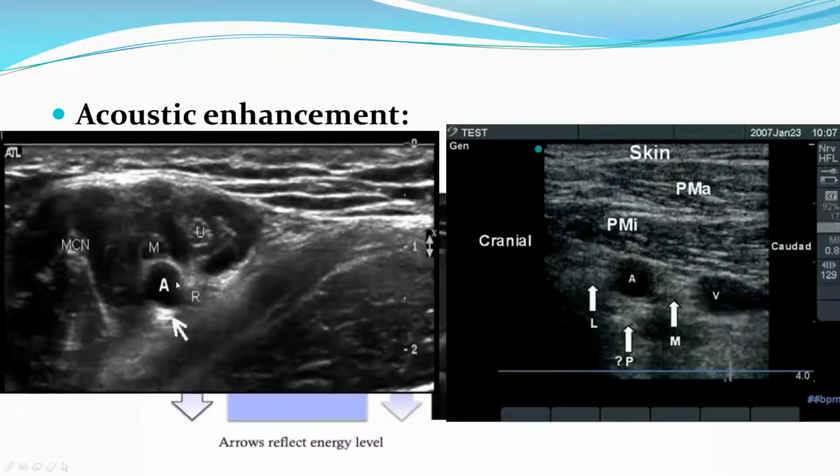So in this first image, this is the axillary brachial plexus block. So we can see this is the axillary artery. Below that we can see an enhancement. This is usually confused with some nerve structure, but this may be due to the acoustic enhancement of the axillary artery. Then in the second picture, this is the infraclavicular block area. So we can see below the artery there is again an enhancement which we may confuse with the posterior cord.